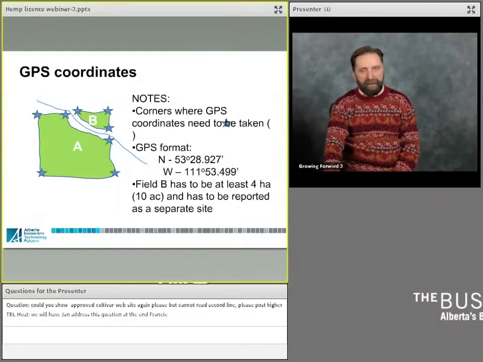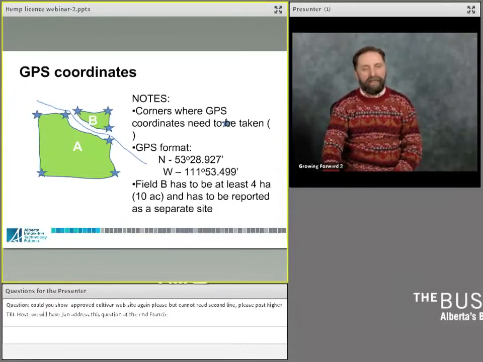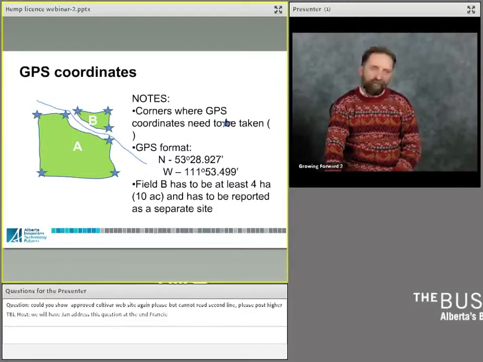And mind you, there was a river going across her property. So if these two fields are visually or obviously separated, you have to consider them as two separate sites as far as the hemp license application is concerned. So you have to indicate site A and site B, and each site has to be at least 4 hectares. If you have just a small chunk of land less than 4 hectares, don't bother to grow hemp, and don't bother to apply for the license. Okay.